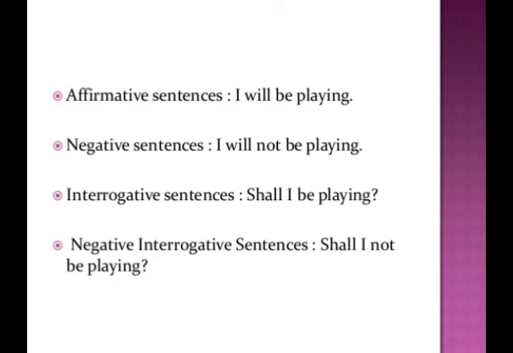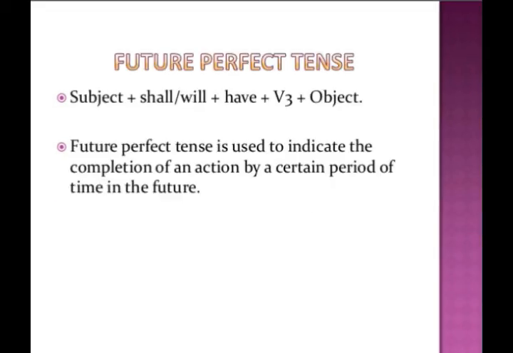The next one is future perfect tense. Future perfect tense is used to indicate the completion of an action by a certain period of time in the future. And its formula is subject plus shall or will plus have plus third form of verb plus object.